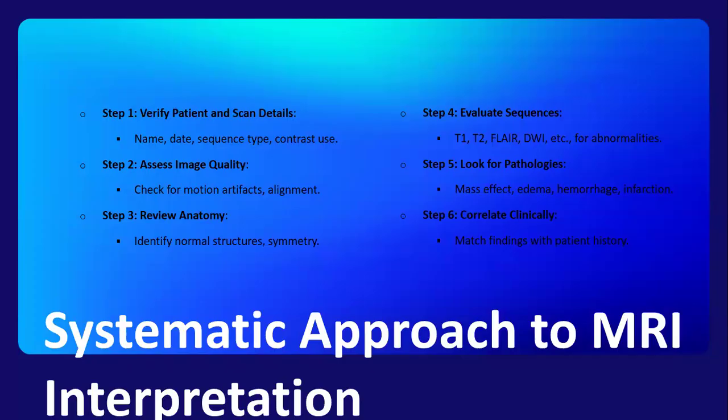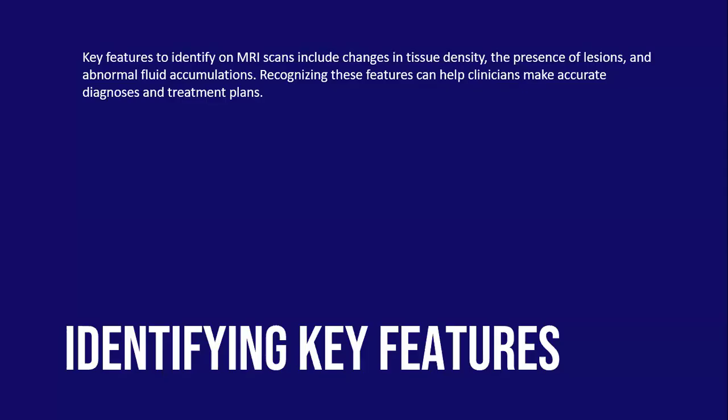Next slide, please. Okay, so I think we've gone through this. As I told you now, depending on the physics of the MRI, we're looking at changes in tissue density, a presence of lesions that are not supposed to be in areas where they're not supposed to be found, and abnormal fluid accumulations. Next slide, please.